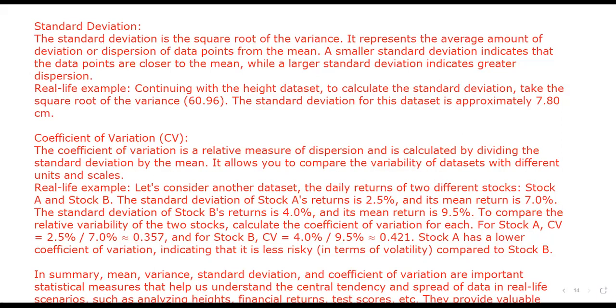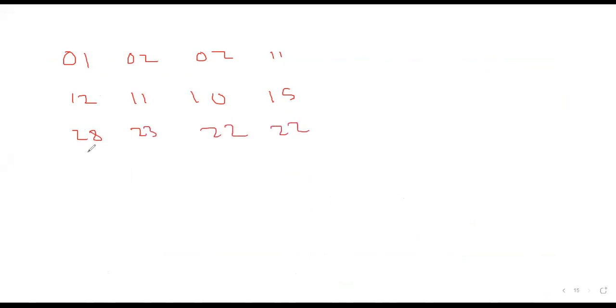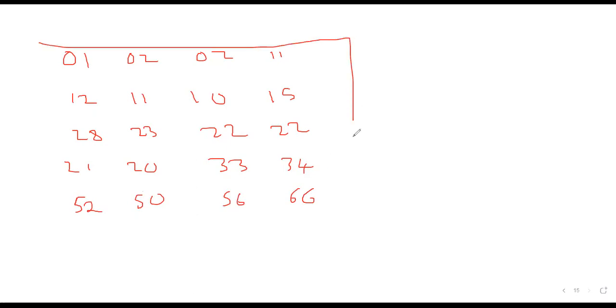Okay, then we also have what we call a stem and leaf diagram, which has the following nature. For instance, you have 0, 1, 0, 2, 0, 2, 11, 12, 11, 10, 15, 28, 23, 22, 22, 21, 20, 33, 34, 40, 52, 50, 56, 66. So you are asked to come up with a stem and leaf diagram for this data set.